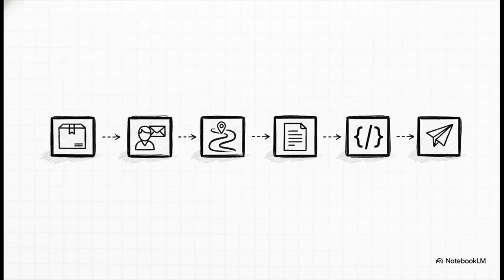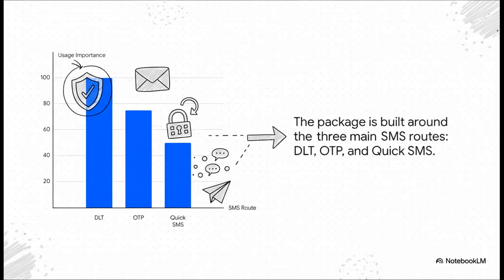But this right here is where the package really shines. It's fluent interface. You can literally chain methods together to build your request, step by step. And it reads almost like plain English. You set who it's to, you define the route, you add your template ID, and then you just send. It's so expressive and just easy to follow. And this really just shows you the core of it, right? The package is built around the three main routes you're ever going to need. DLT for that compliant marketing stuff, OTP for security, and quick SMS for, well, pretty much everything else. It covers all the essential bases right out of the box.